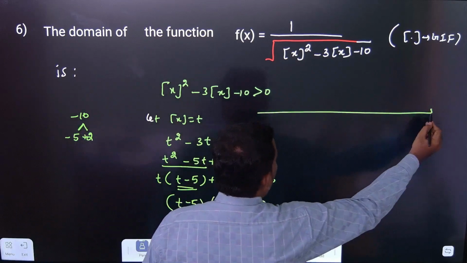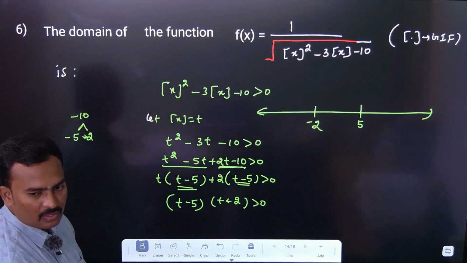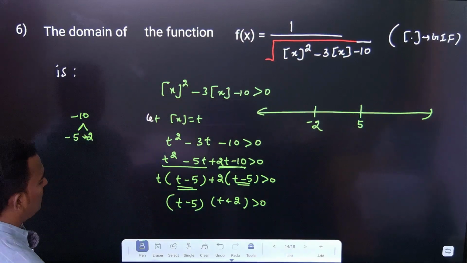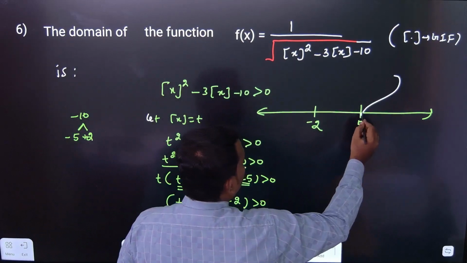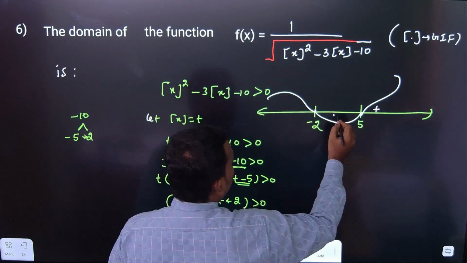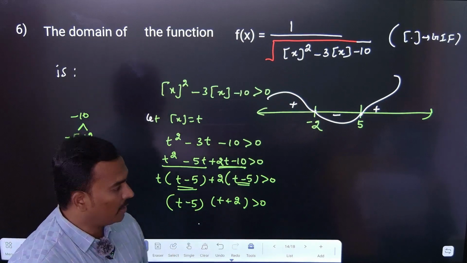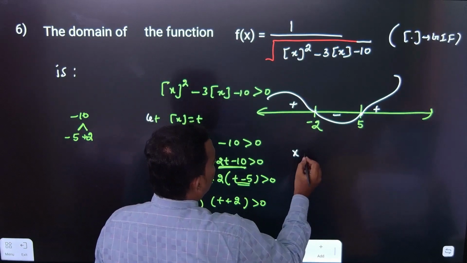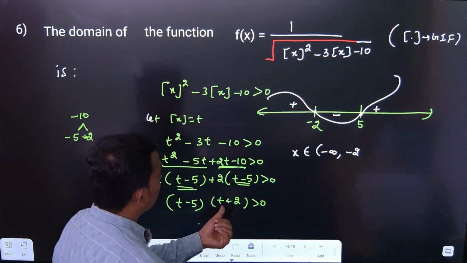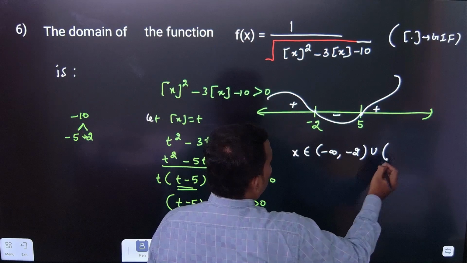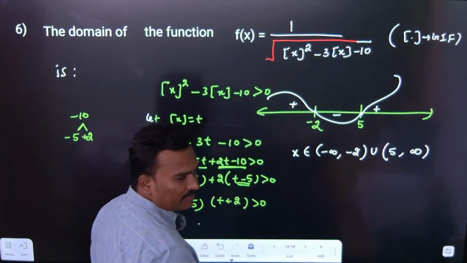Now you can use the Wavy-Curve method. So here is minus 2 and plus 5, right? These are the critical points. Start with the positive, negative and positive because it is odd powers. So we need the product greater than 0. Therefore, we have to take x belongs to minus infinity to minus 2. Minus 2 is not included because strictly greater than 0. Union, so 5 to infinity. This is one way we can write.